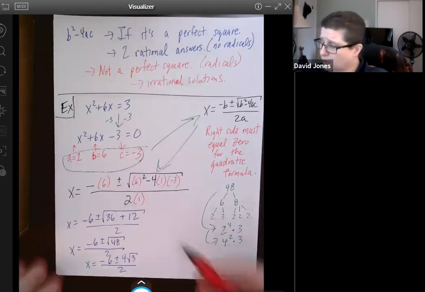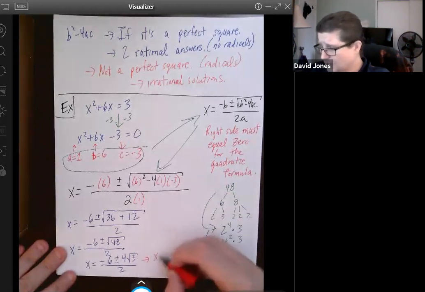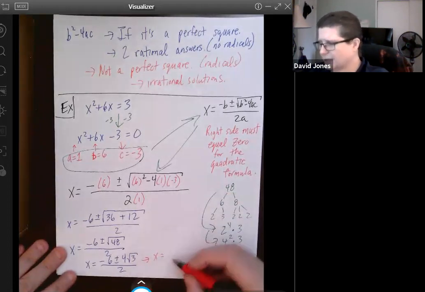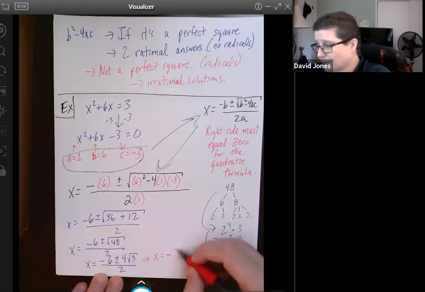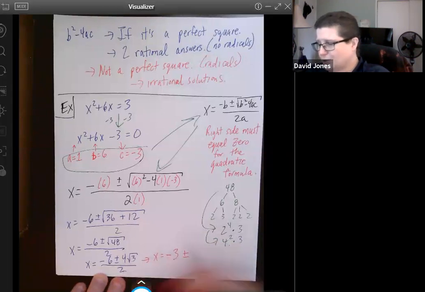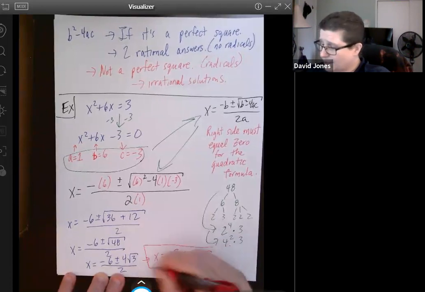And this is where you'll probably break it up. Well, not into 2 answers, we're going to break up the fraction. X equals -6 divided by 2, which is -3. And then I've got plus or minus 4 over 2, which is 2 root 3. And you're left with 2 answers.